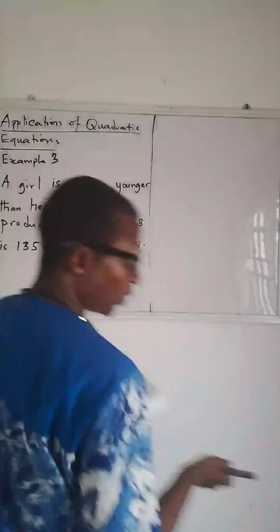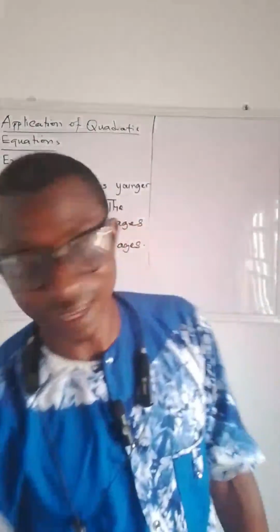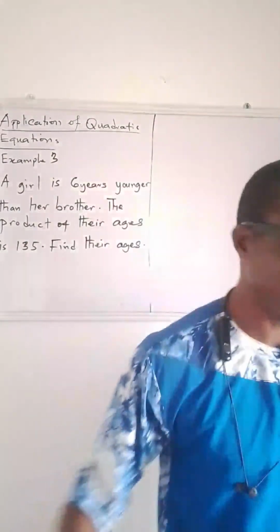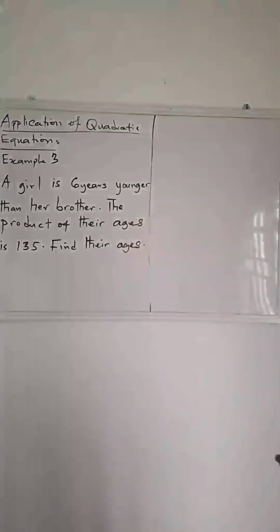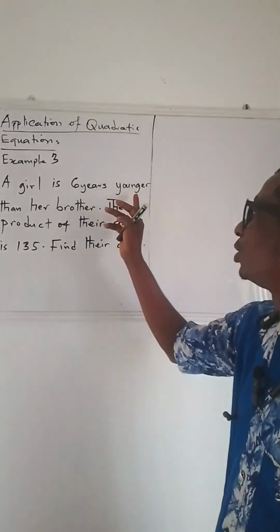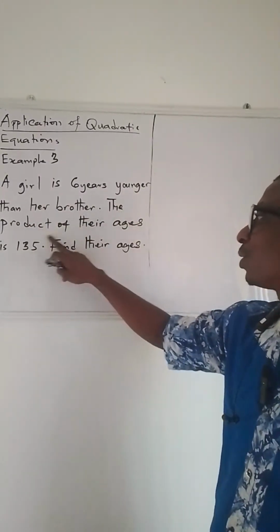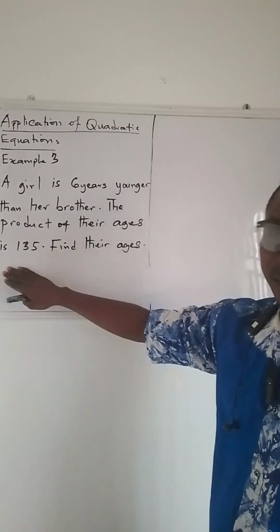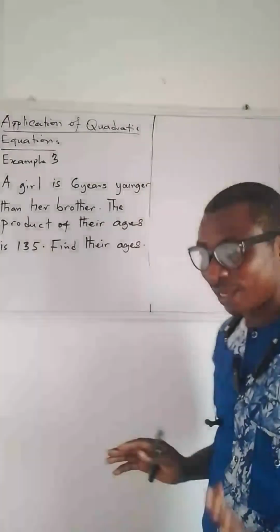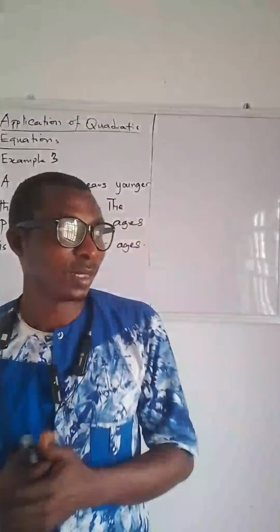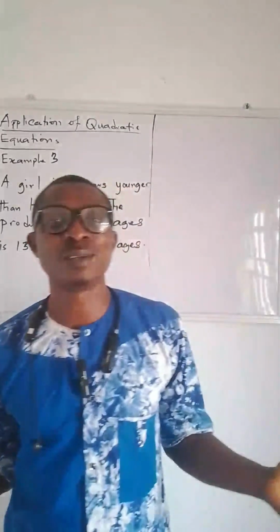Find their ages. Okay, so this is another example that looks like the one we just did here. A girl is 6 years younger than her brother. The product of their ages is 135. We have to find their ages. Now, that is a very simple one, but let us analyze the question.